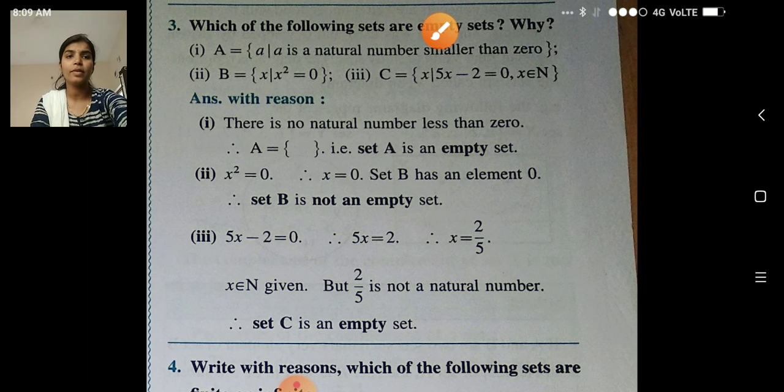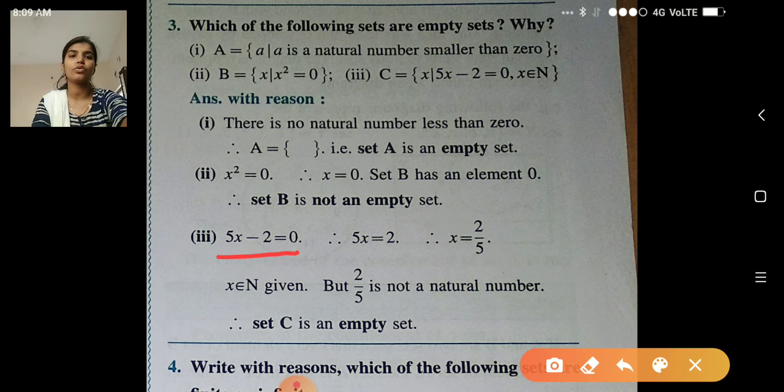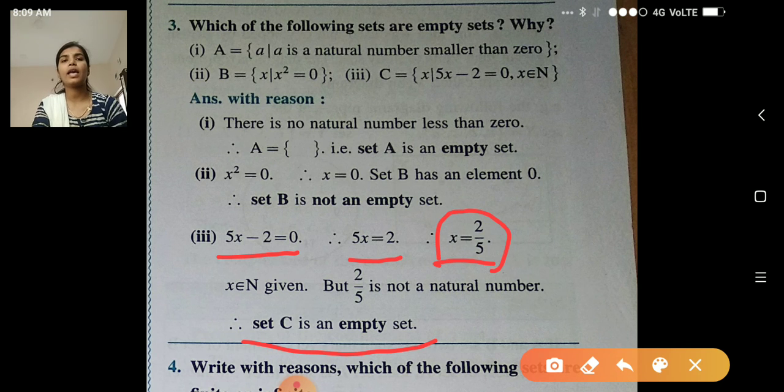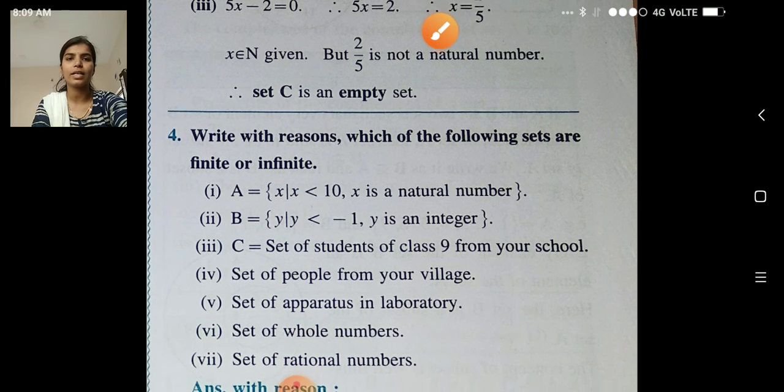Then next we will see C, the set of all x such that 5x minus 2 is equal to 0, where x belongs to natural numbers. For that we want to solve the equation. So 5x minus 2 is equal to 0, 5x is equal to 2, x is equal to 2 by 5. You tell me, is 2 by 5 a natural number? No. So that's why set C is an empty set. So in the above examples, A and C are empty sets and B has one element 0, so B is not an empty set. Okay. Then we will see the next example.